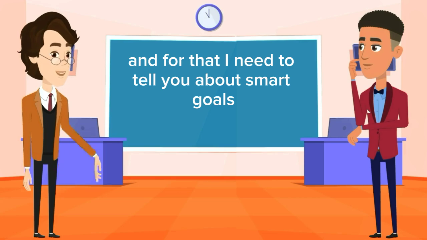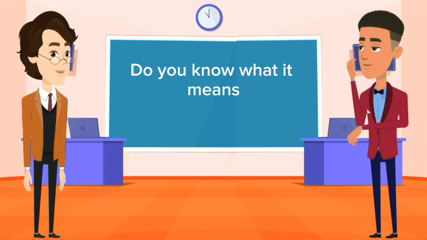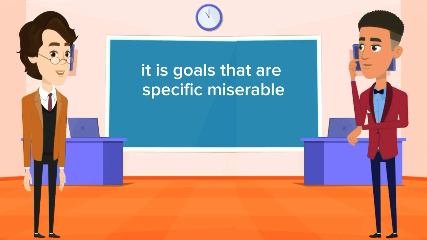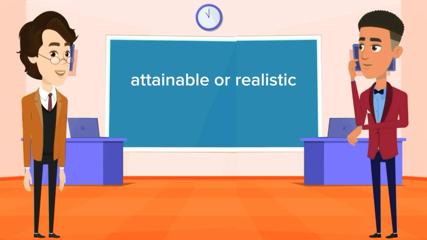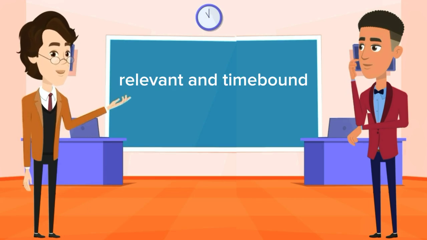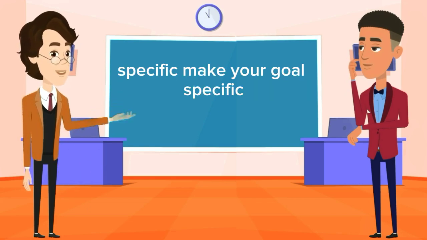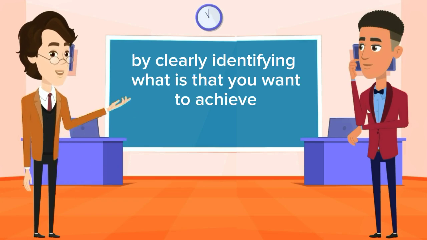And for that, I need to tell you about SMART goals. Do you know what it means? It is goals that are specific, measurable, attainable, or realistic, relevant, and time bound. Specific. Make your goal specific by clearly identifying what it is that you want to achieve.